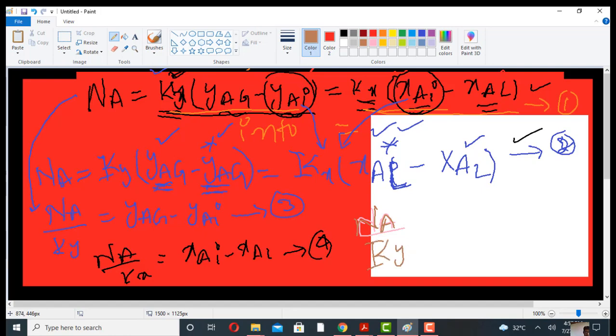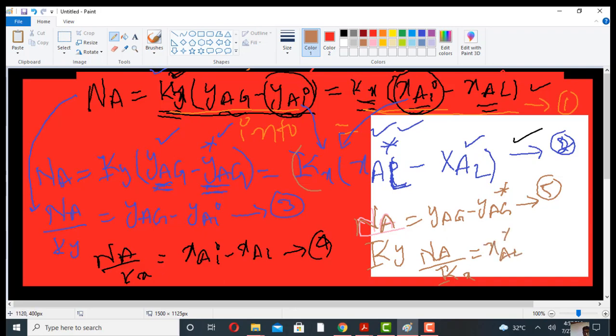NA by Ky equals YAG minus YAG star, that is equation number 5. Similarly, NA divided by Kx is equal to XAL star, the equilibrium concentration of A, minus XAL, the concentration of A in the bulk of liquid. This is equation number 6.